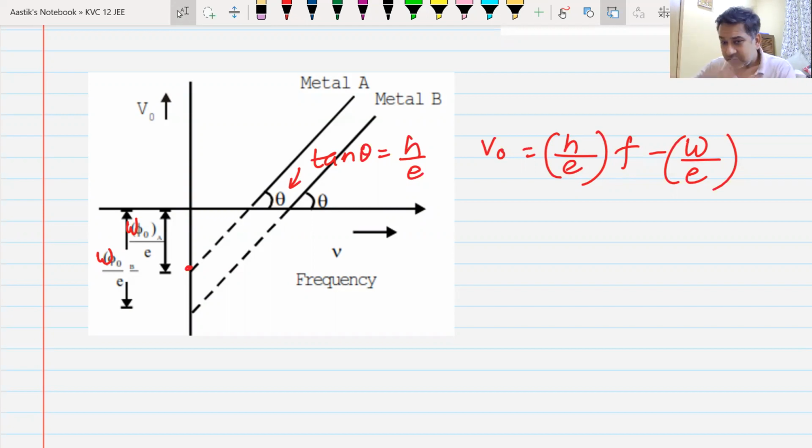You just have to find out. I mean, there are 100 ways to do this. You just have to find out from the slope of this graph where this line meets. You cannot find out the value of this one. This is the work function by E here, beta. You can do it in 10,000 different ways.